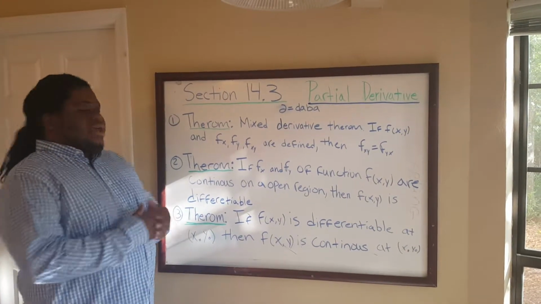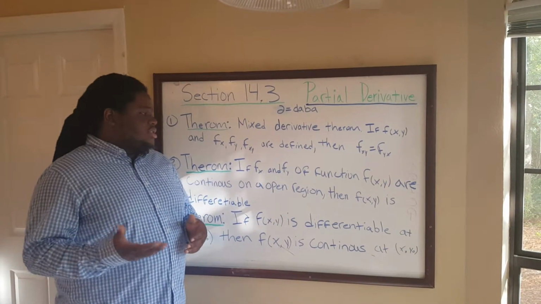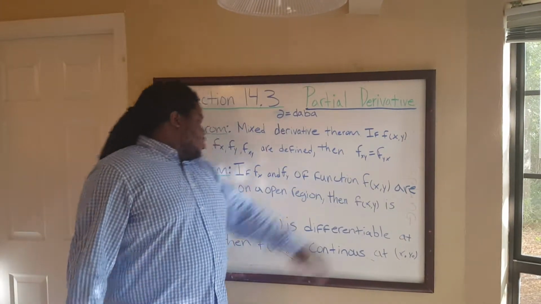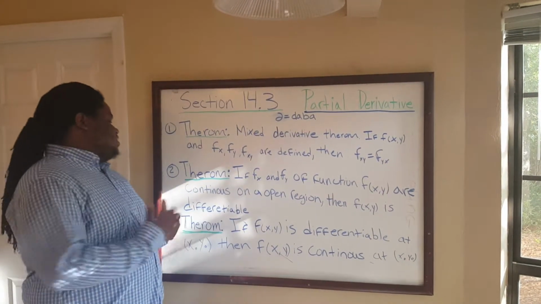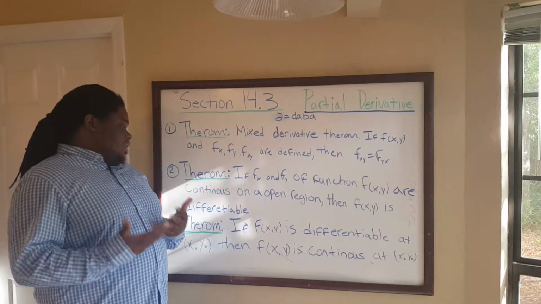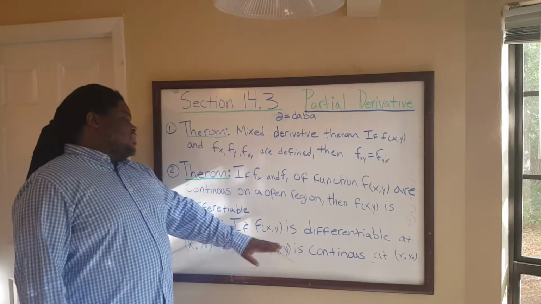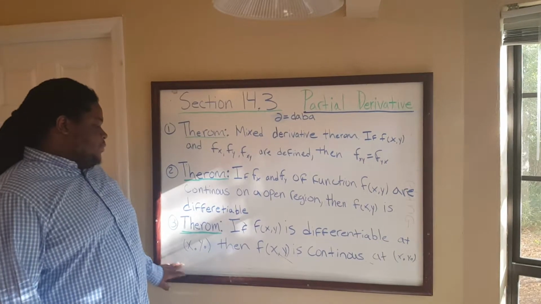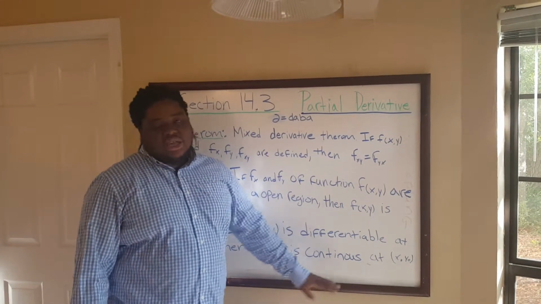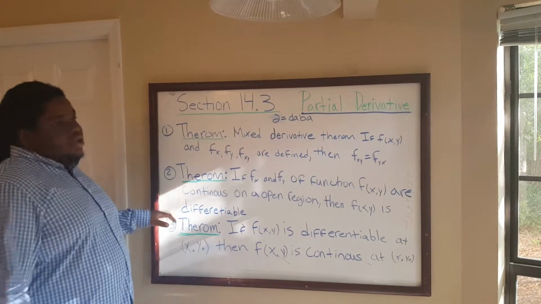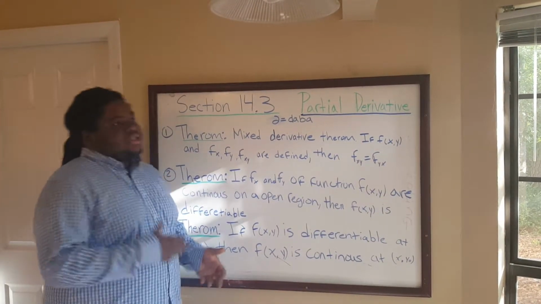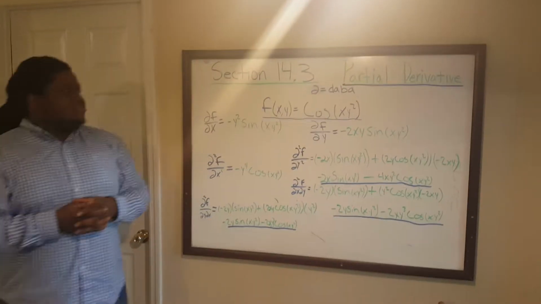The second one says that if f of x and f of y are functions, then f of xy are continuous on an open region, and f of x is differentiable. The third one states that if f of xy is differentiable at x naught, y naught, then f of x is continuous at x naught, y naught. Now these last two both have to do with continuity, and we know that if a function isn't continuous, then it's not differentiable.